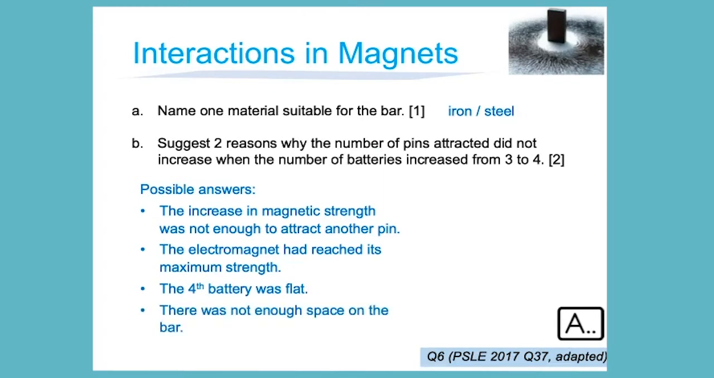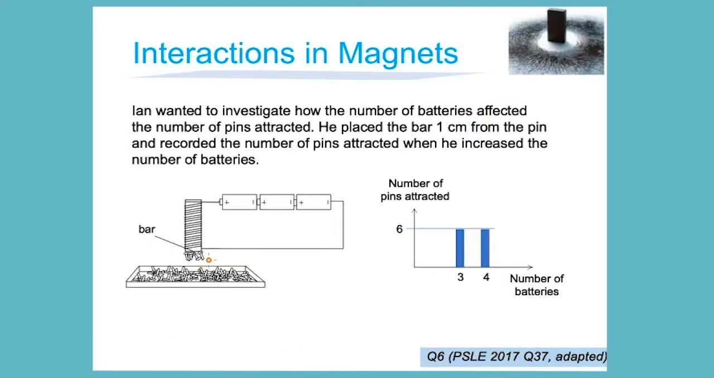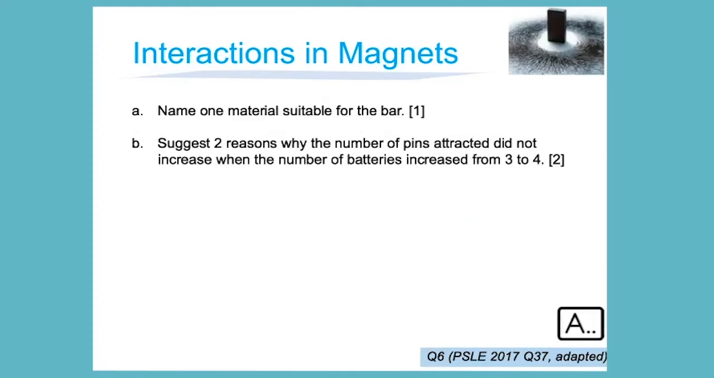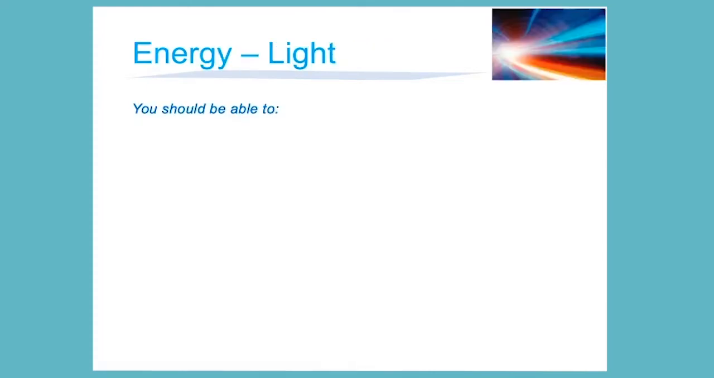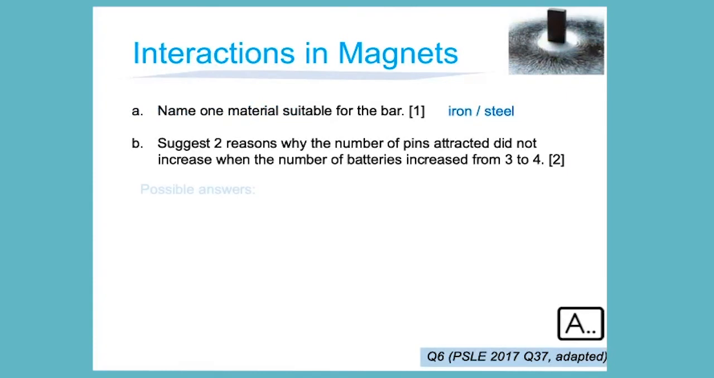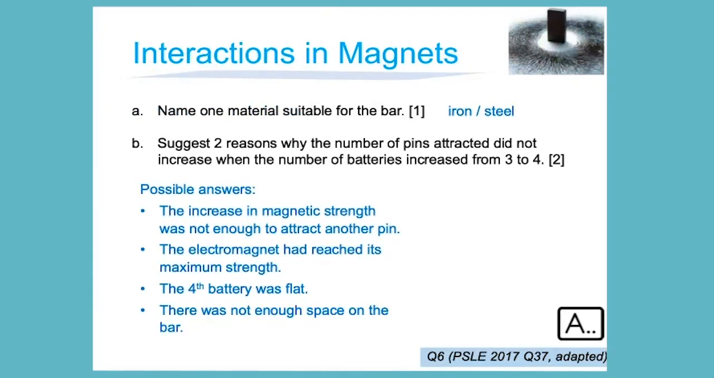The other one that sounds very possible: there was not enough space on the bar. Even if they could attract, maybe I could have a pin that's attracted to other pins, if the magnetic strength did increase. But if that's the case, it would have still attracted more pins, causing the number of pins to increase. So these are some possible answers. Yep, when the electromagnetized bar had already been fully coiled at its greatest maximum strength, so correct.